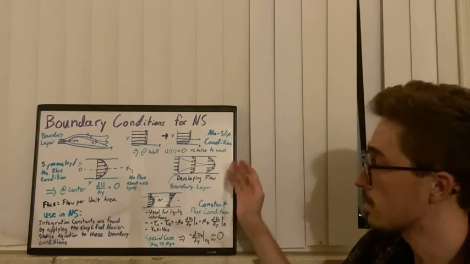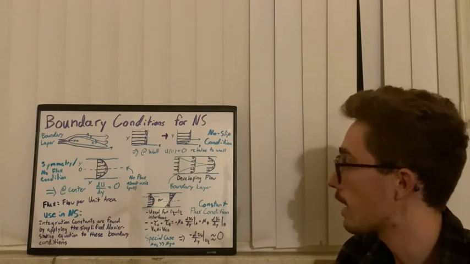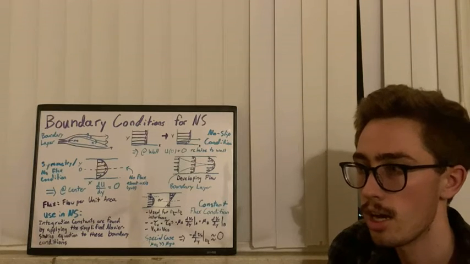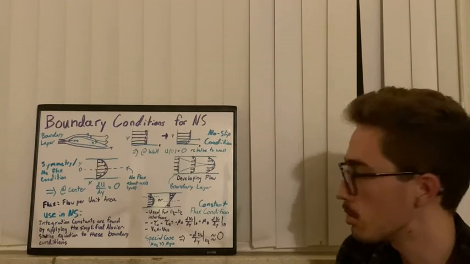The no-slip condition is a useful boundary condition to use because at the wall the velocity of the flow is zero, and that's pretty widely applicable.